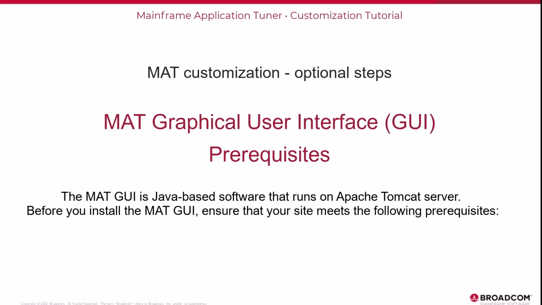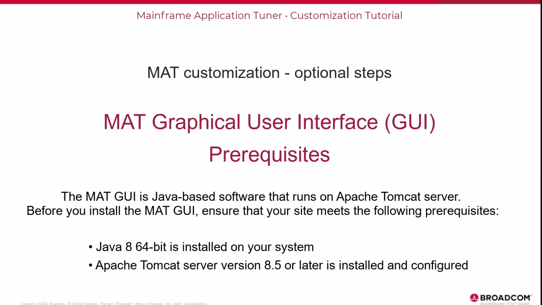MAT Graphical User Interface or GUI prerequisites. The MAT GUI is Java-based software that runs on Apache Tomcat server. Before you install the MAT GUI, ensure that your site meets the following prerequisites. Java 8, 64-bit is installed on your system. Apache Tomcat Server version 8.5 or later is installed and configured.